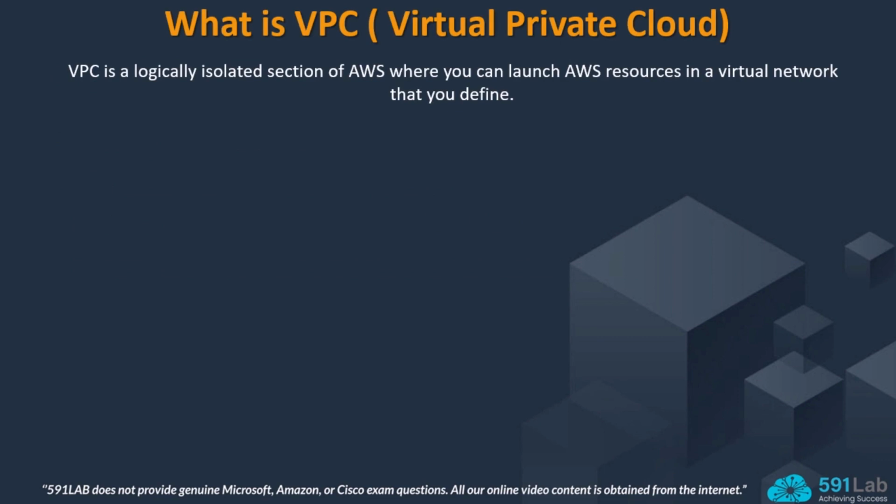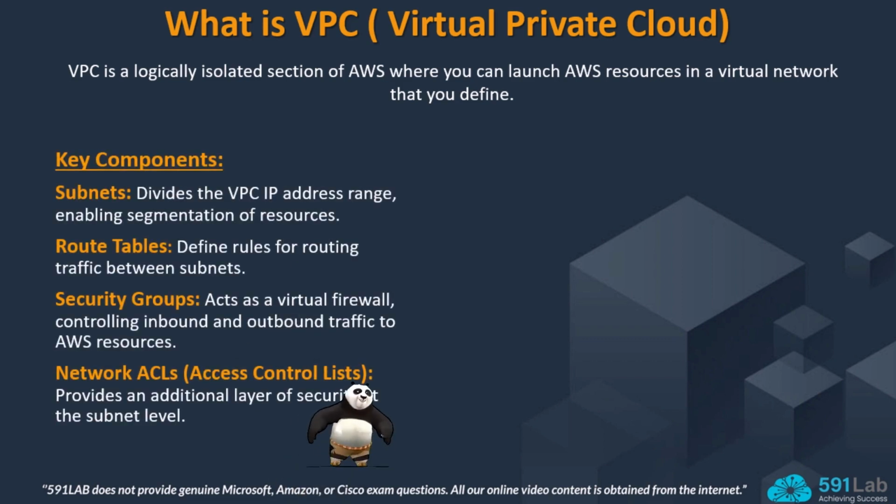So VPC is a logical isolated section of AWS where you can launch AWS resources in a virtual network that you define. Think of it as your own private space in the cloud, providing flexibility and control over your network infrastructure. Solution Architect Professional is an advanced level certification, so I am assuming you're already familiar with VPC basics. So let's quickly revisit the fundamentals for a brief recap.